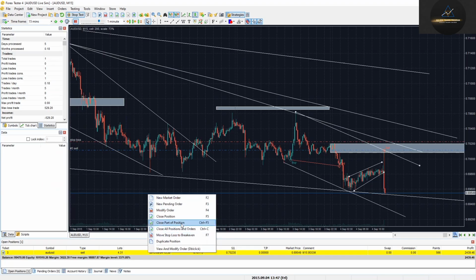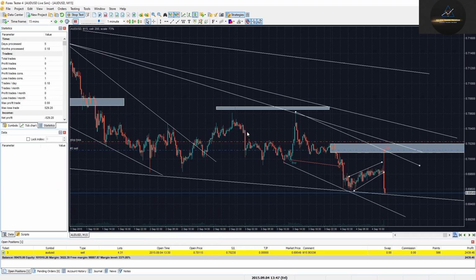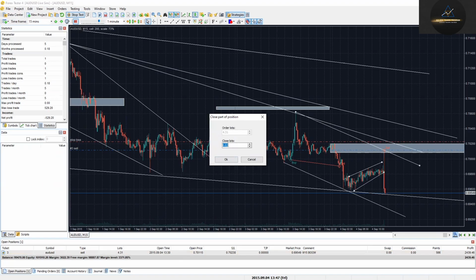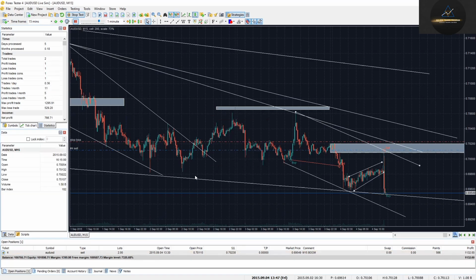Right, so close part of position. And I want to take half out. So let's take out 2 point. Let's take out a little bit over half of the trade. Here we go. So profits have been banked. We can move stop loss over to break even. So what was this risk reward? That was about 15 pips. 3R. That was about 3R, guys.